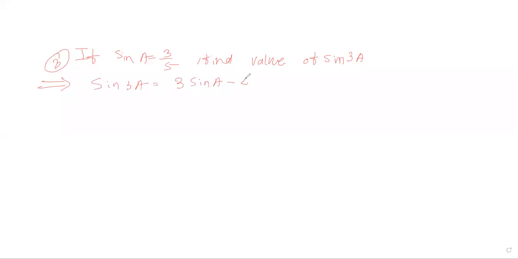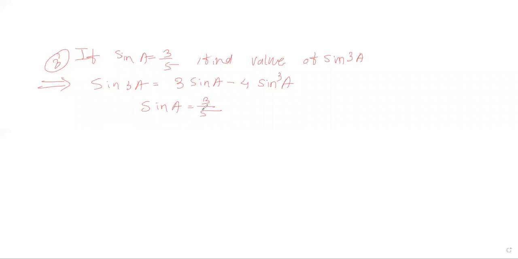Next, the third example. If sin A is equal to 3 by 5, find the value of sin 3A. So sin 3A is equal to, tell me the formula. 3 sin A minus 4 sin cube A. Correct. Now it is given that sin A is equal to 3 by 5.